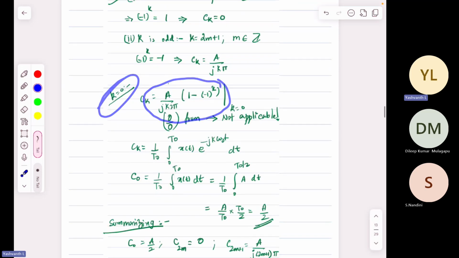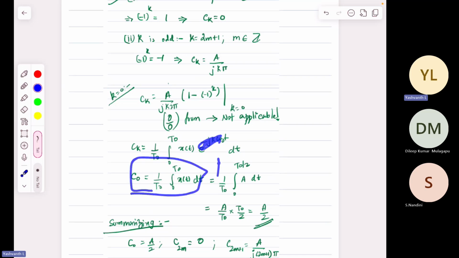So go back to the definition of ck, this integral, and put k equal to 0 here. That means this goes away, so you get this expression. This is nothing but the area under the curve, right? Area under the curve x of t over one time period. And this comes out to be A by 2.